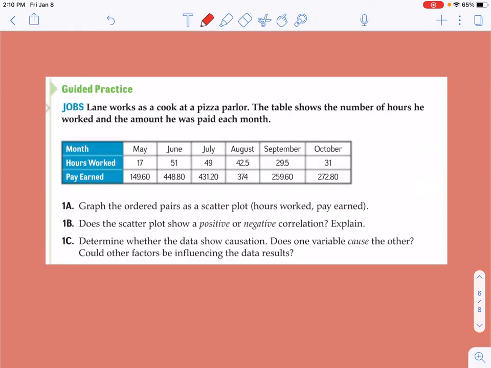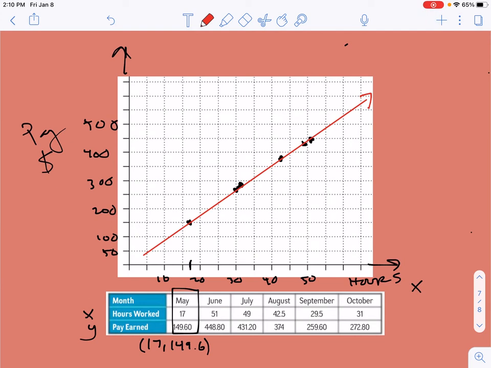And then we look at determining whether this data shows causation. Does one variable cause the other? So think about what we're talking about. We're talking about the amount of hours you work, and does it affect your pay? Well, by definition, a cook is going to be an hourly employee in most cases. And what that means is you get paid for the amount of time that you spend at that place working. And so that's absolutely a causation case. You work more hours, you'll make more money. You work fewer hours, you'll make less money. So yes, there absolutely is causation with this.